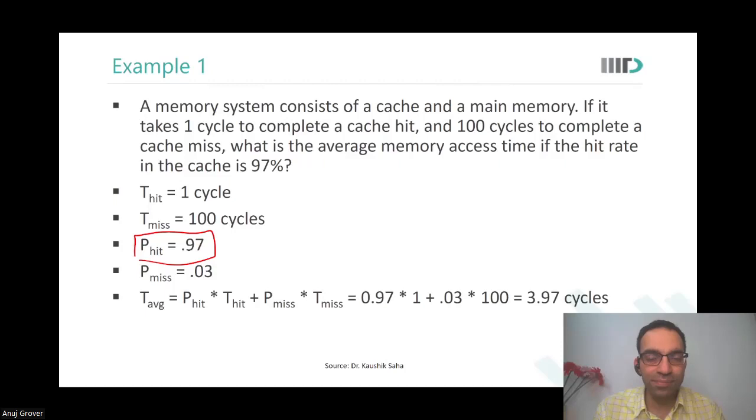So I'm not able to understand this statement. So why is there a miss? Let us answer this question first. Why is there a miss? Why is something not available in the cache?